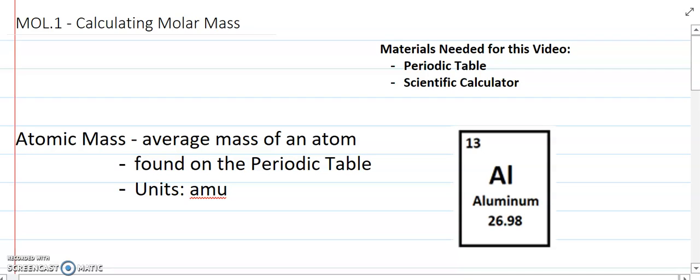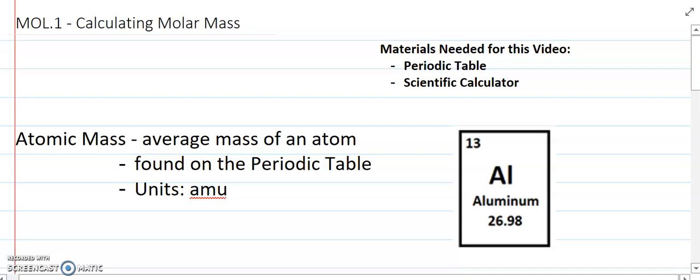1.1 is calculating molar mass. The materials needed for this video are a periodic table and a scientific calculator. If you do not have a scientific calculator, you can open a tab to Google and Google scientific calculator, and there's one on the screen provided for you.